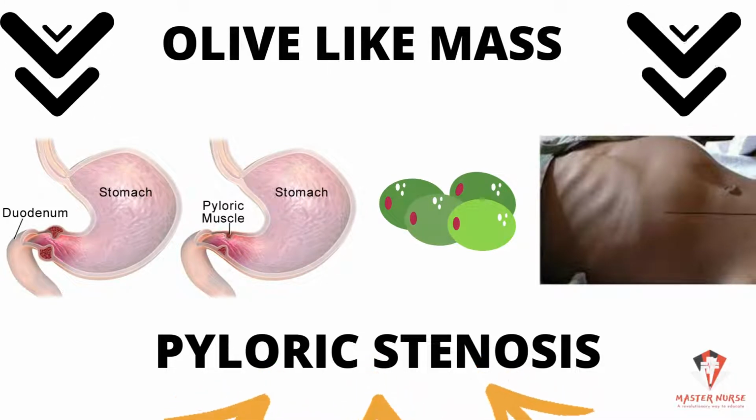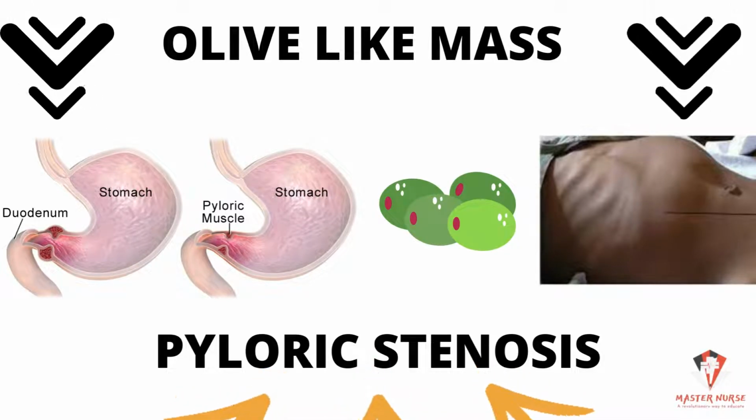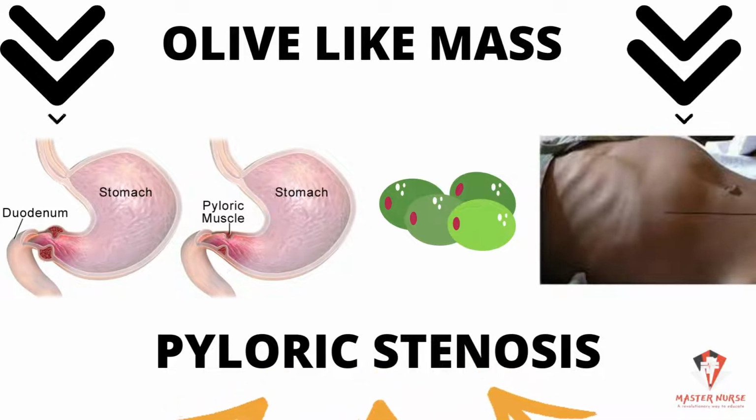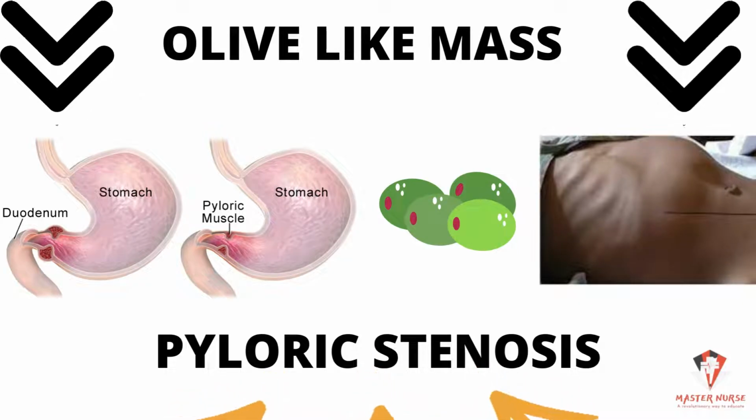Olive is nothing but, as I have shown in this image, a fruit with a round, oval shape. A similar kind of oval-shaped mass you will find in the stomach. If that is there, it means that there is pyloric stenosis.